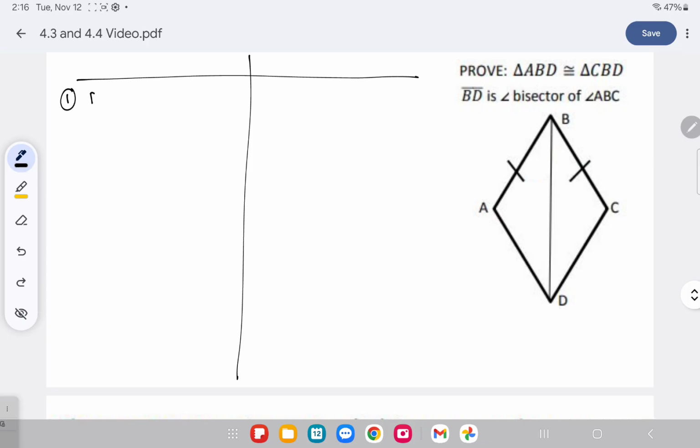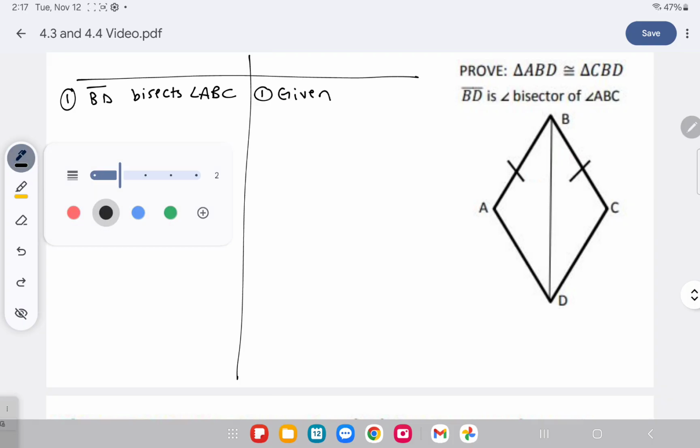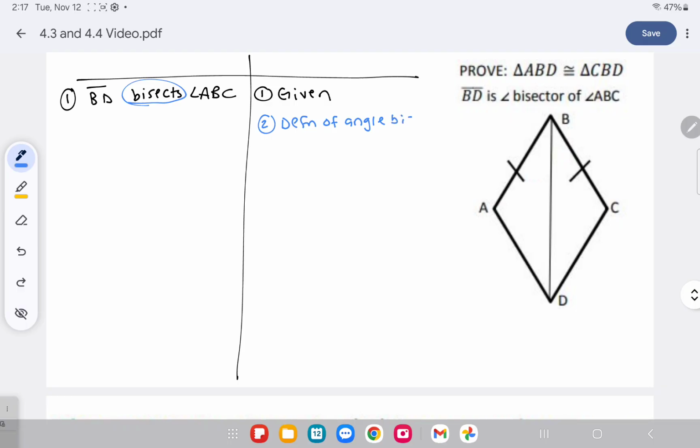We know this time we have one given statement that BD bisects ABC. That's our given. And so we have a vocab word that shows up here. We're bisecting an angle. So that means one of our reasons is going to be definition of angle bisector. If you use that definition of bisector, it's just not quite specific enough. We're bisecting an angle, so that means we're cutting angle ABC in half.